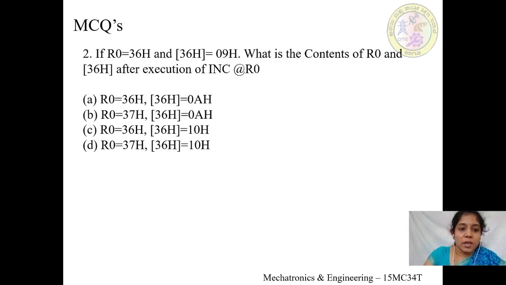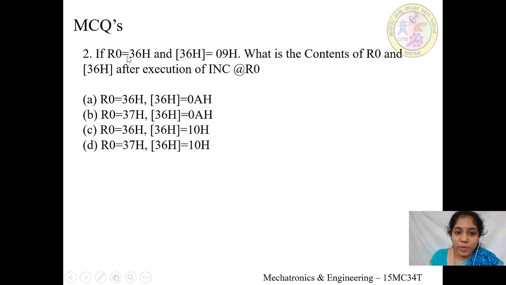Next, second question. If R0 is equal to 36H and contents of 36H is equal to 09H, what are the contents of R0 and contents of 36H after execution of INC @R0 instruction? Option A, R0 is 36H and contents of 36H is 0AH. Option B, R0 is 37H and contents of 36H is 0AH. Option C, R0 is 36H and contents of 36H is 10H. Option D, R0 is 37H and contents of 36H is 10H.